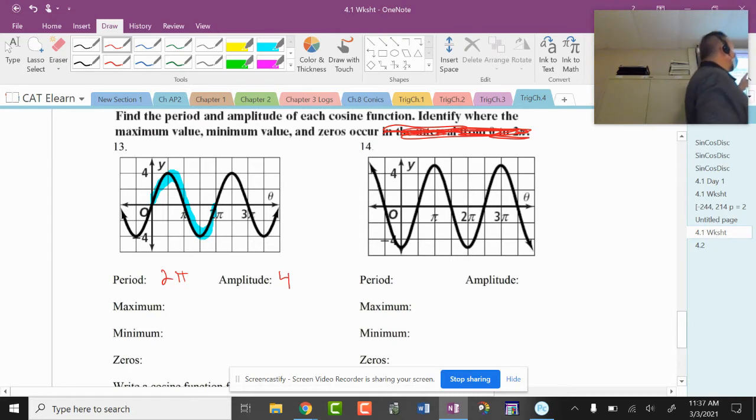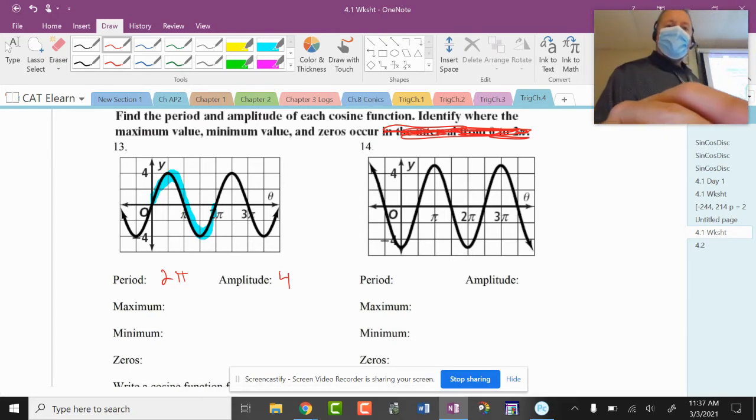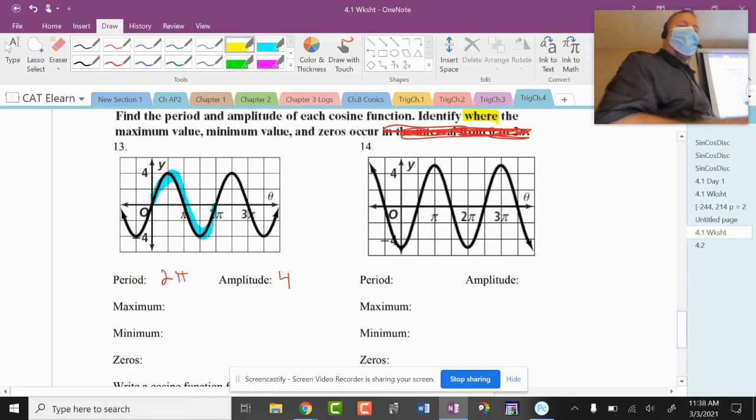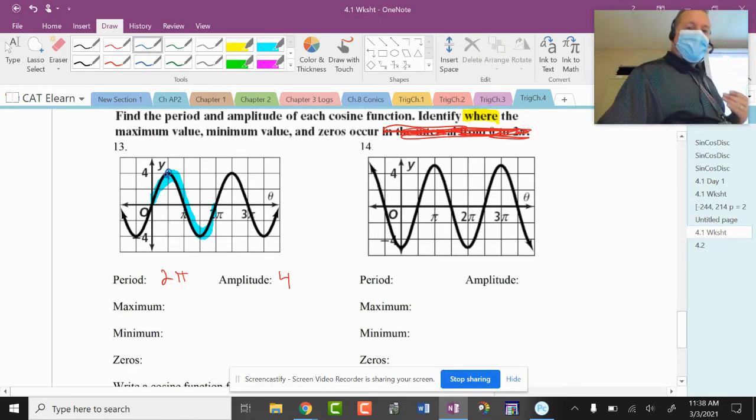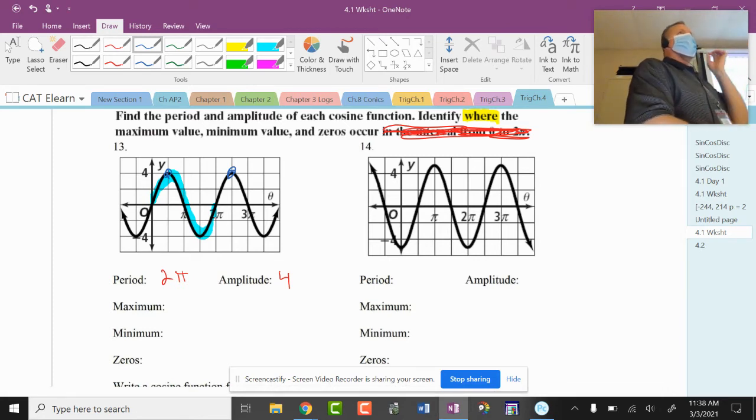But now notice what it says in the directions. Identify where the maximum value occurs. Not what, where. And we had this before in another chapter back in the first semester. Where means the x coordinate that makes it happen. What is the maximum is obviously 4. And notice that this happens not just twice, forever, because this graph keeps doing this wave backwards and forwards. So I have a forever, a bunch of maximum where they occur.